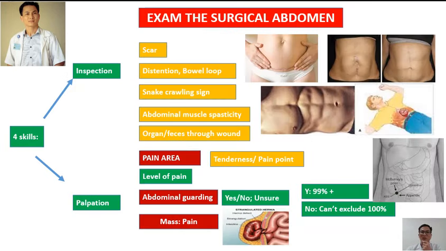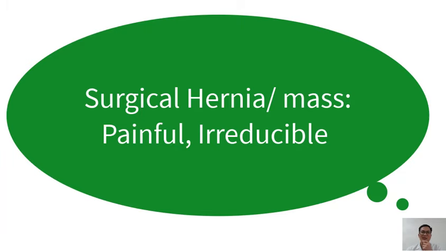Besides, when evaluating a patient with a hernia, palpation of a hernia mass is an essential step to determine whether the condition may require surgical intervention. It is a painful hernial mass and an irreducible hernial mass, which means the hernia cannot be pushed back into the abdomen.